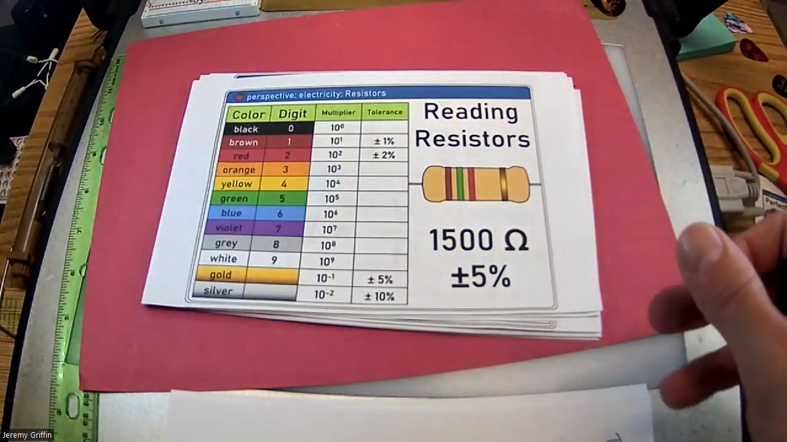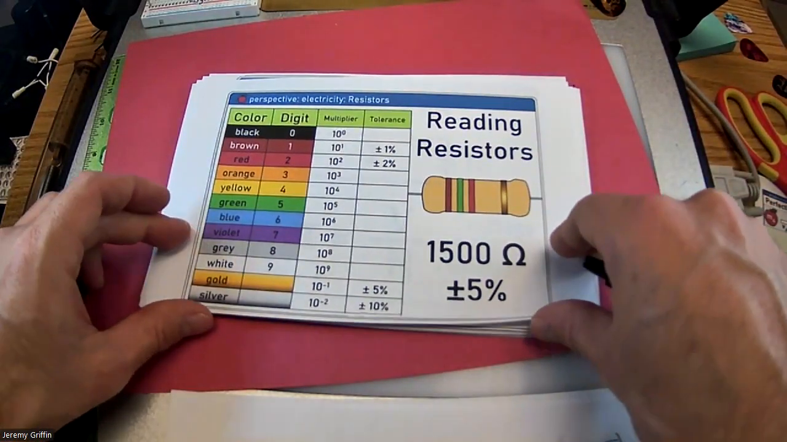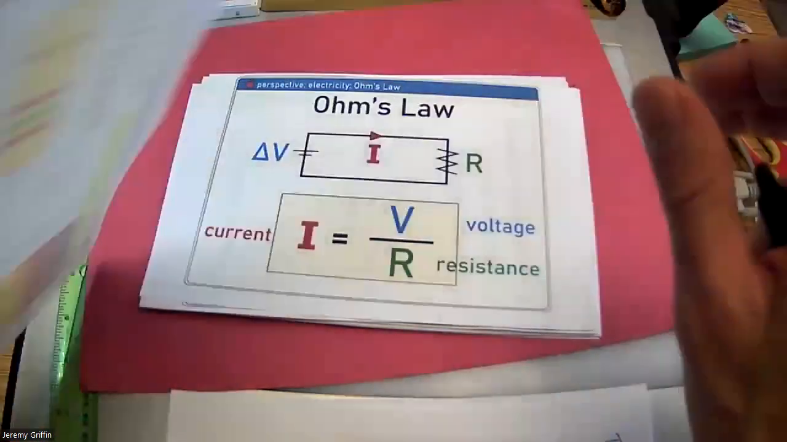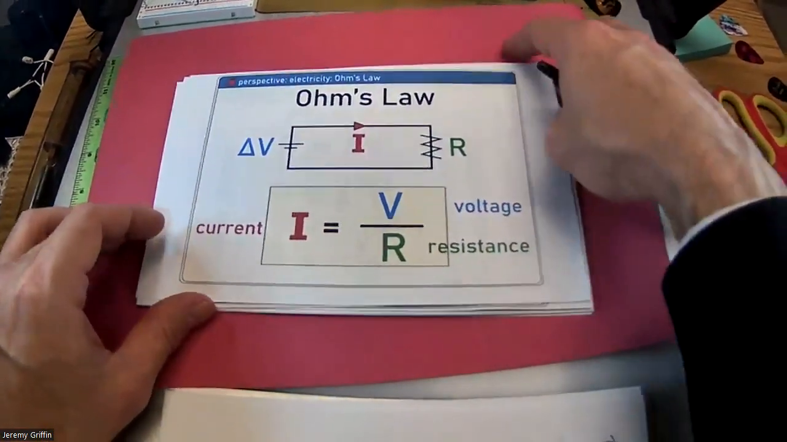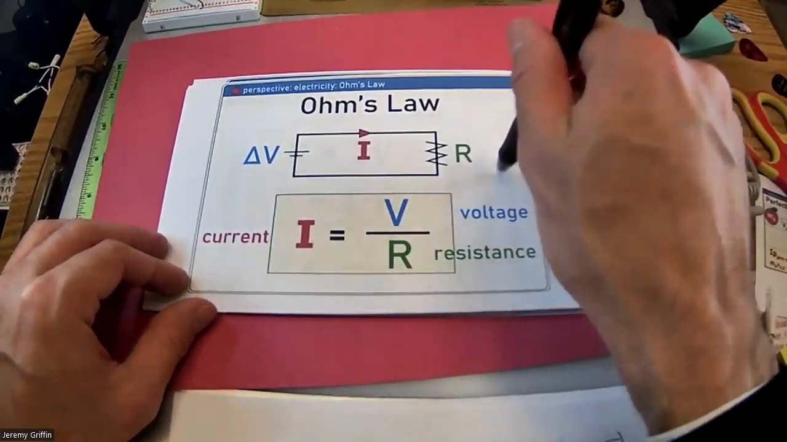Might do a lab on that, possibly. Right. Here's what resistors look like. Here's how to read them. It's just side details. But here's the big stuff we care about, big important stuff. Ohm's law, really big important idea right here.